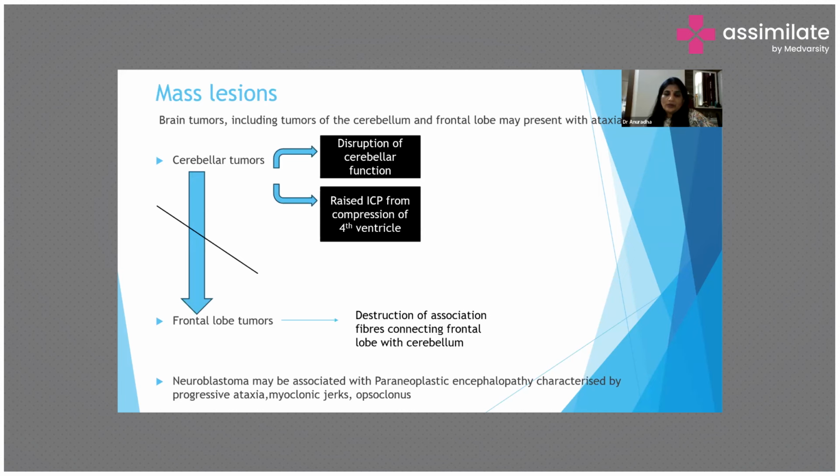Frontal lobe tumors, what do they do? They disrupt the association between the frontal lobe and cerebellum. So there are corticocerebellar fibers which are disrupted due to frontal lobe tumors, and so there is lack of coordination of the movements presenting as ataxia. Neuroblastomas are tumors in the abdomen or many other places where they are associated with paraneoplastic encephalopathy characterized by ataxia, myoclonic jerks, opsoclonus, etc. So tumors of the brain, tumors of the frontal lobe, cerebellum, and paraneoplastic tumors.